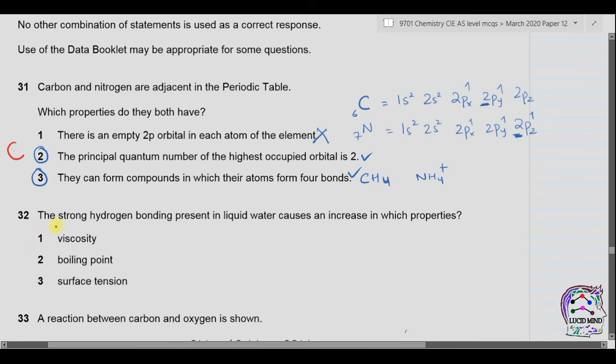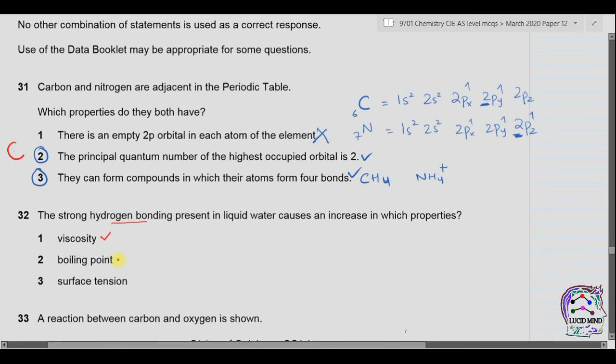Question number 32. The strong hydrogen bonding present in liquid water causes an increase in which properties? Number 1, viscosity. Viscosity is actually the resistance of a liquid to flow. So higher the hydrogen bonding, more will be the viscosity. So yes, stronger hydrogen bonding will increase the viscosity.